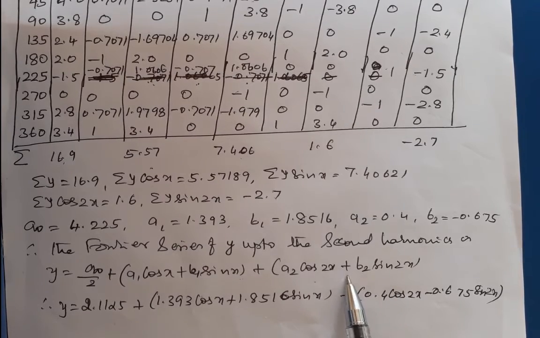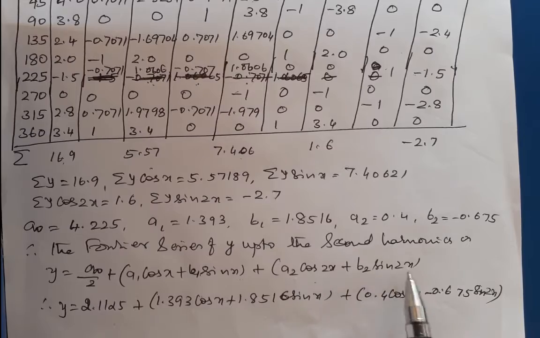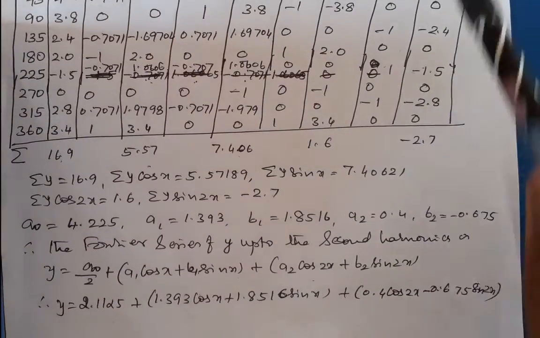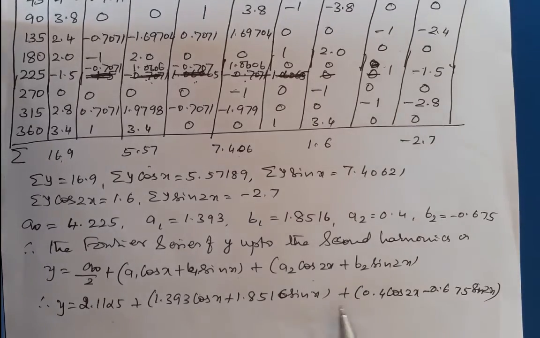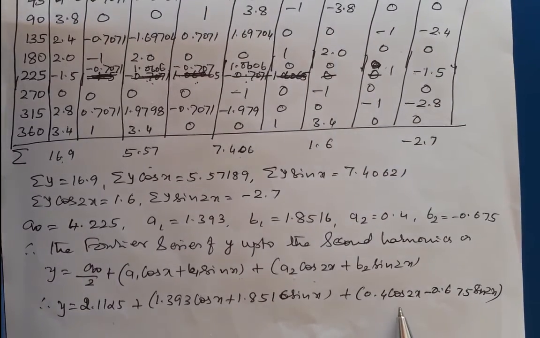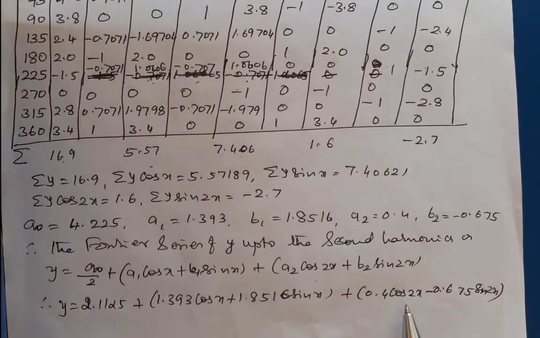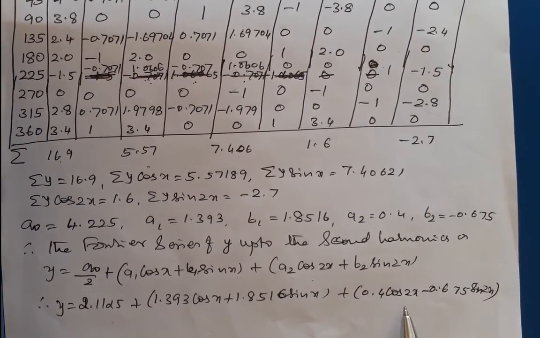Now the question is, what happens for a particular value, either n equal to 1 or 2? For that purpose, we are taking the practical analysis from this table. This is one of the best applications of practical harmonic analysis for our Fourier series example. Thank you.